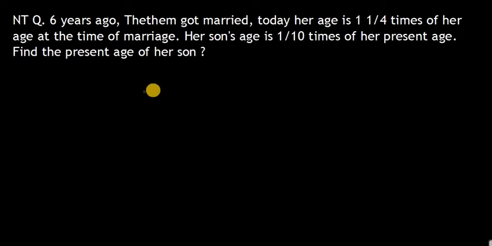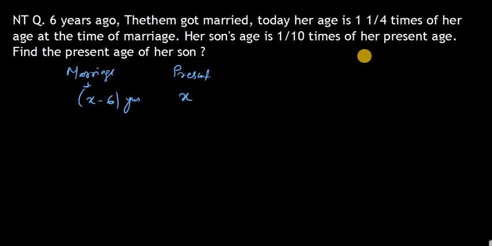6 years ago Tatum got married. Tatum's present age, let it be x years. 6 years ago she got married, so at the time of marriage her age is x minus 6 years. This is the age of Tatum at the time of marriage, isn't it?